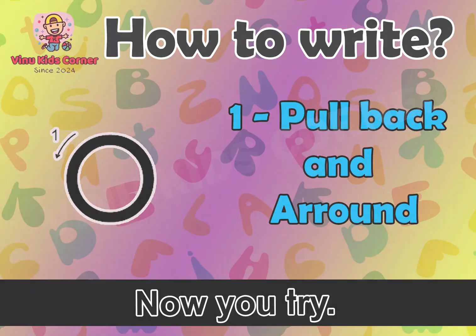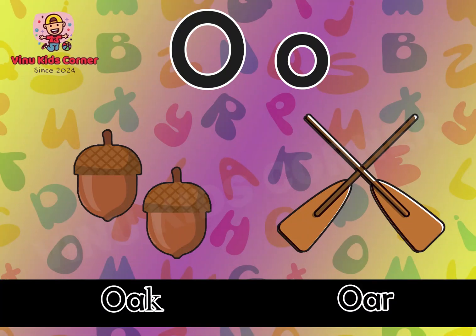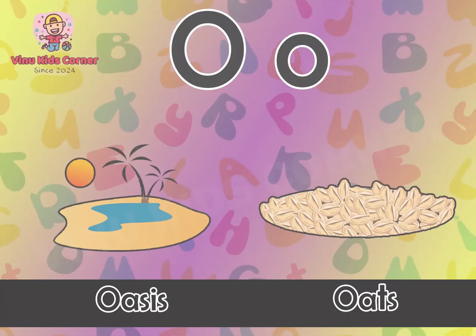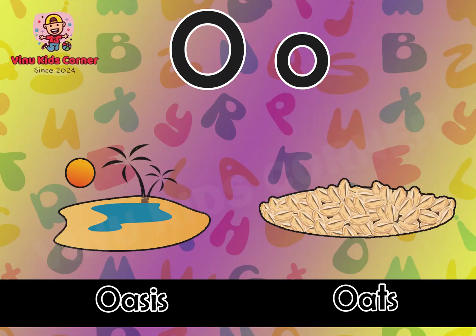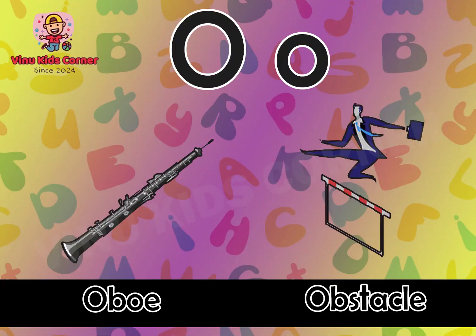Now you try. Shall we learn words starting with letter O? O is for oak. O is for oar. O is for oasis. O is for oats. O is for oboe. O is for obstacle.